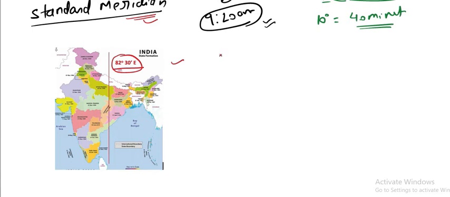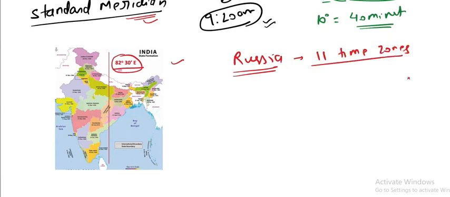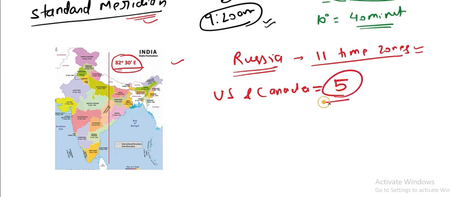Different countries are divided into different time zones. For example, Russia, which is the largest country, has 11 time zones. So if we go from the eastern end of Russia to the western end, you have to change your clock 11 times. Similarly, the US and Canada have 5 time zones, right? So this is about the longitudes.